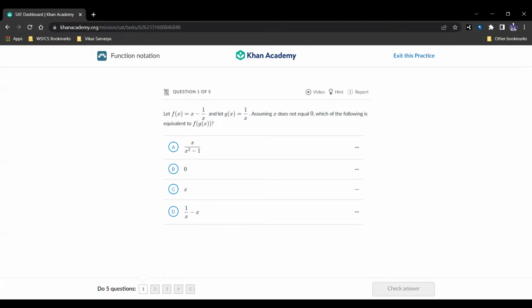And with that, let's get started on our first question. Let f of x equal (x minus 1) over x, and let g of x equal 1 over x. Assuming x does not equal 0, which of the following is equivalent to f of g of x?